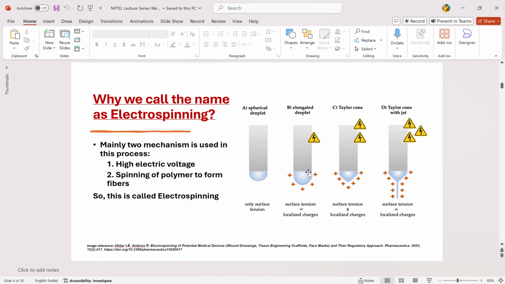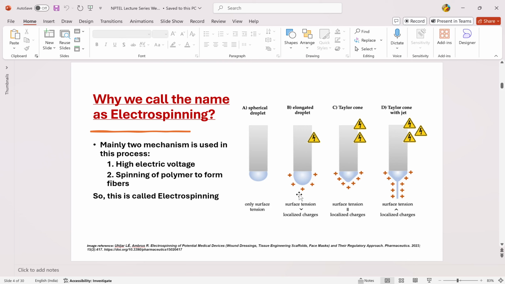So here you can see in the picture that this is the tip of the needle. And here you can see your polymer solution droplet. When it forms a spherical droplet, there is only surface tension. The surface tension of your polymer solution is also very important, because depending on it, it will form a very fine Taylor cone. Here you can see in the later images that the polymer droplet goes from spherical to a cone shape. Okay, this cone is very important.